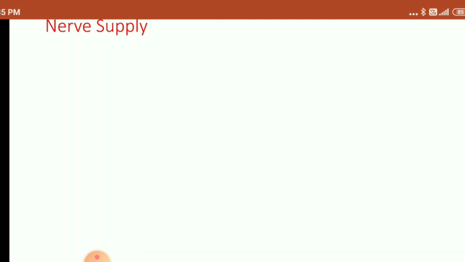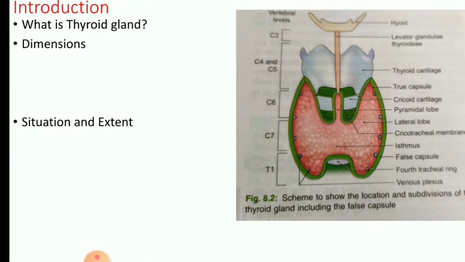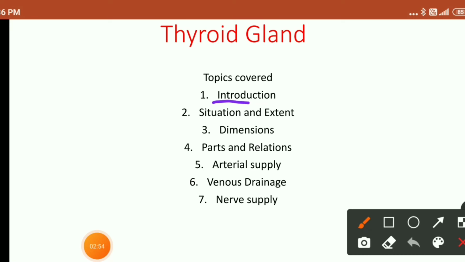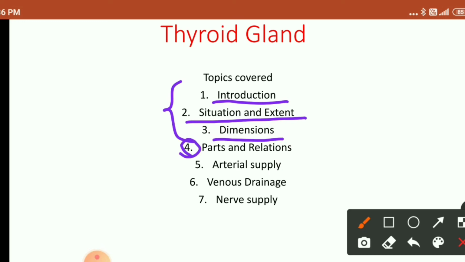today's discussion about the thyroid gland. Let us have a quick revision of what we have discussed. We first came to the introduction, then the situation and extent, then the dimensions. Then the parts and relations, which we discussed with the help of diagrams. Then the arterial supply, venous drainage, and nerve supply. For arterial supply, we have the superior and inferior thyroid arteries. For venous drainage, we have the superior, middle, and inferior thyroid veins. Nerve supply is by the superior, middle, and inferior cervical ganglion.